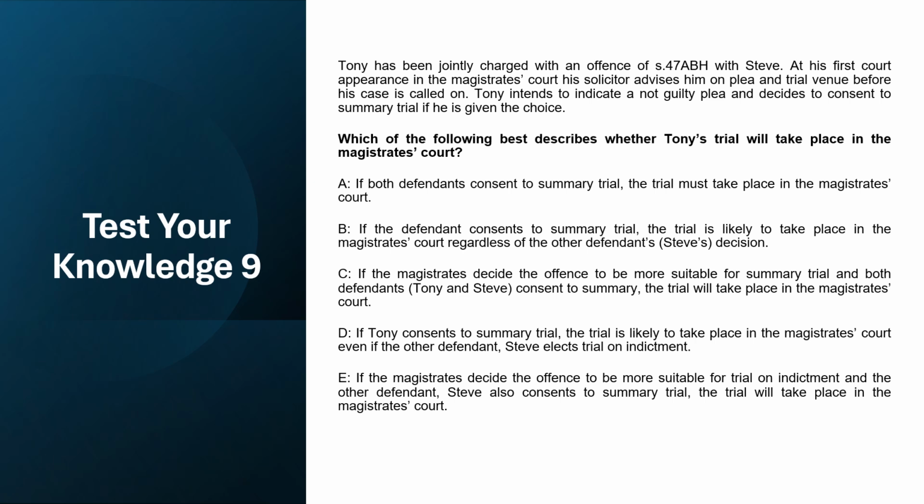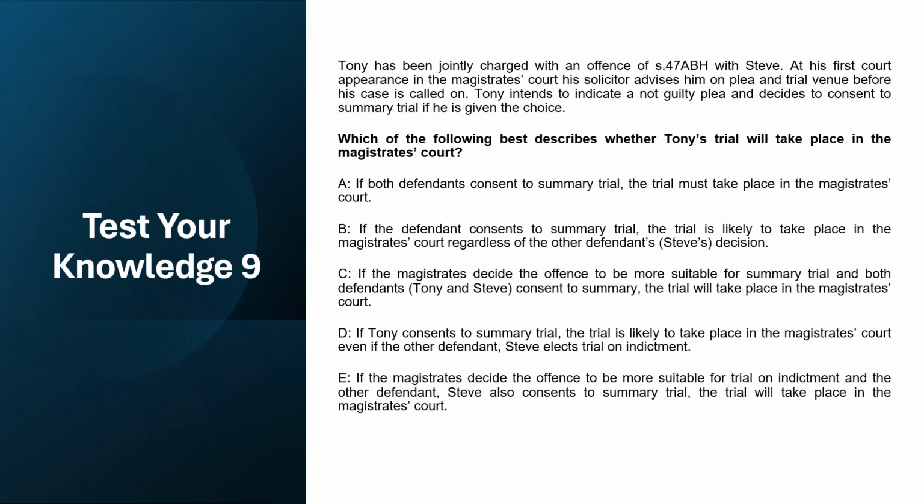Which of the following best describes whether Tony's trial will take place in the Magistrates' Court? Is it A, B, C, D, or E? A is if both defendants consent to summary trial, the trial must take place in the Magistrates' Court. Or B, if the defendant consents to summary trial, the trial is likely to take place in the Magistrates' Court regardless of the other defendant, Steve's decision.